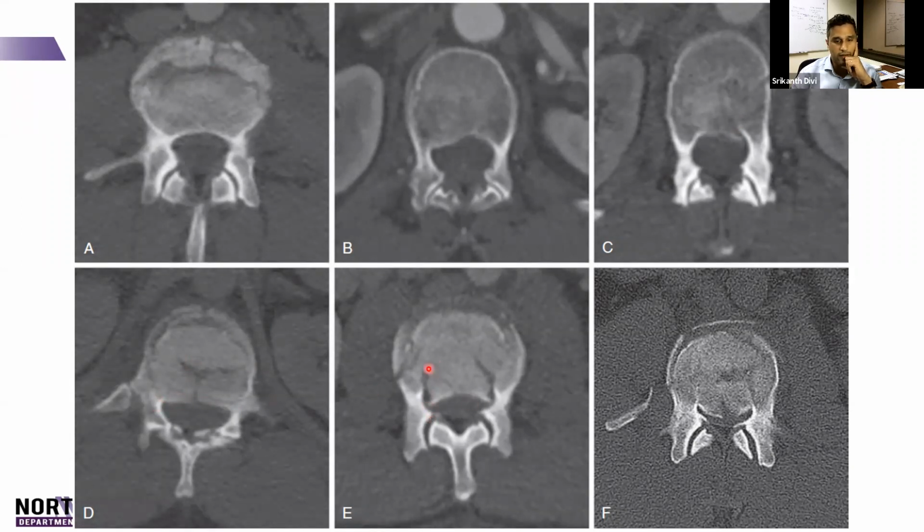And then here, very obvious, this part of the body has been pushed back into the spinal canal. And then here, so that we call this retropulsion of the posterior body. And this is pretty severe spinal canal stenosis secondary to this bony retropulsion.